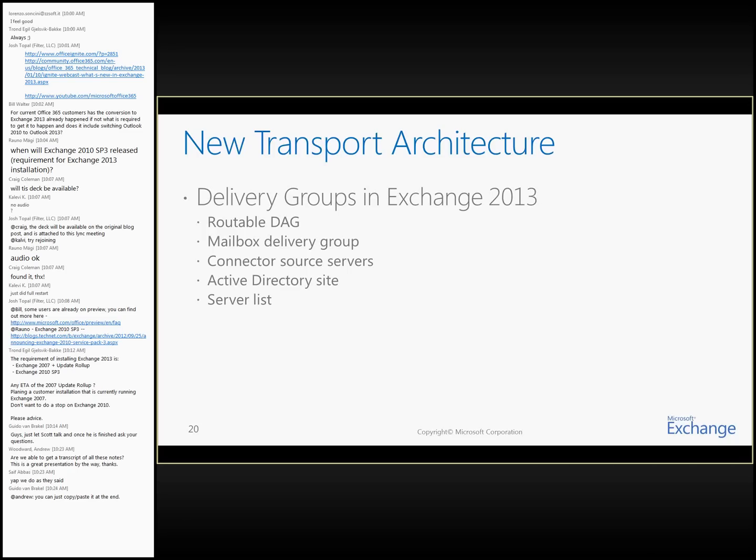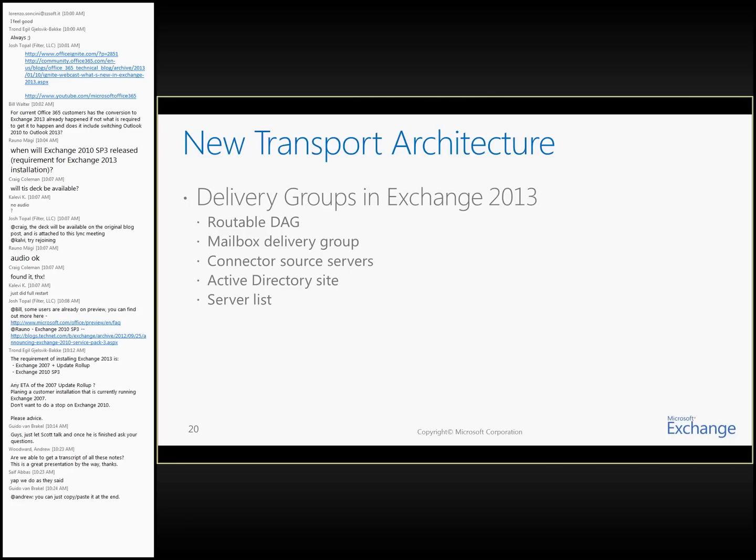Now, there are 5 delivery groups in Exchange 2013. One is a new one called the Routable DAG. That's a collection of Exchange 2013 mailbox servers that are members of the same DAG. The mailbox databases in the DAG are the routing destinations that are serviced by this delivery group. After the message arrives at the transport service on a mailbox server that belongs to the DAG, the transport service routes the messages to the mailbox transport service on the mailbox server in the DAG that currently holds the active copy of the mailbox database.